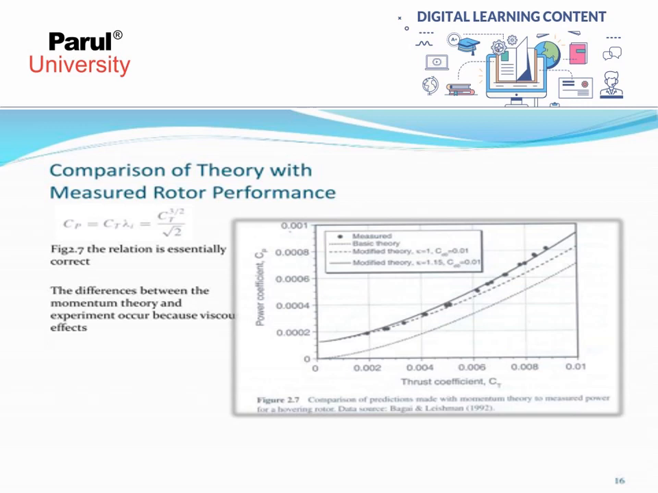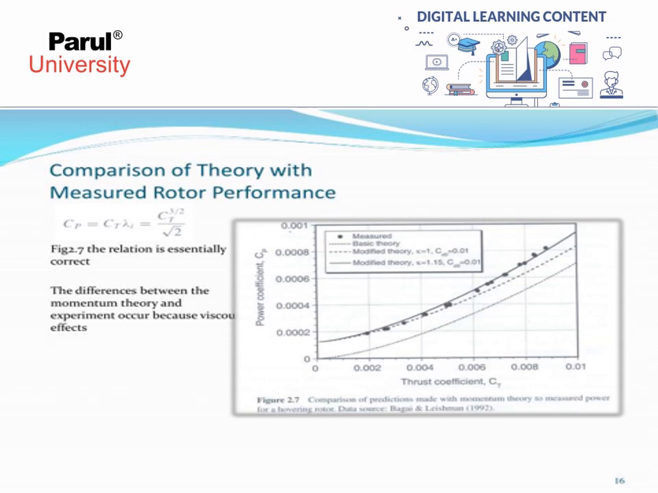Now we can see in this figure comparisons of prediction made with momentum theory to measured power for a hovering rotor. Now the y-axis represents the power coefficient Cp, the x-axis represents the thrust coefficient Ct. Now we can see there for different values of K and different values of Ct naught, different graphs will be plotted in this figure.